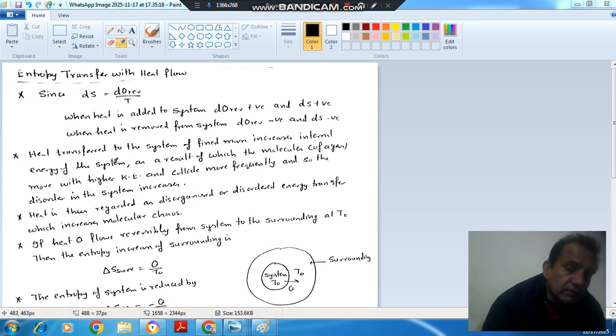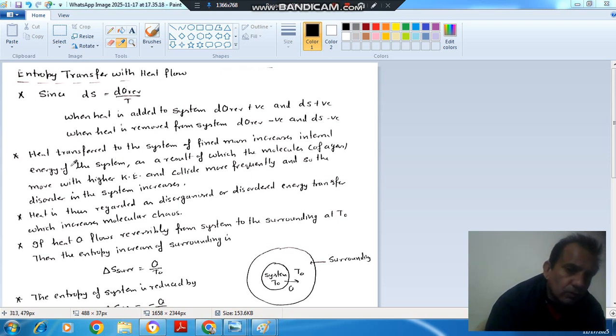which results in higher kinetic energy of the molecules. So molecules will collide more frequently, and there is more disorder in the system when the molecules collide more frequently. That disorder is your entropy. So heat can be regarded as disordered energy transfer, which increases molecular collision.